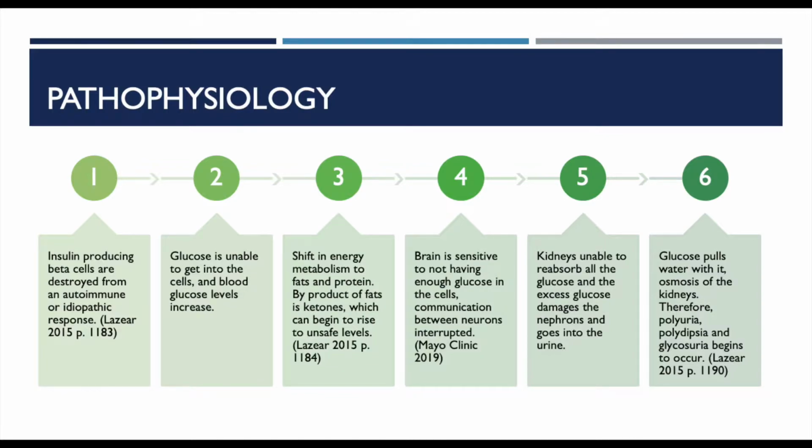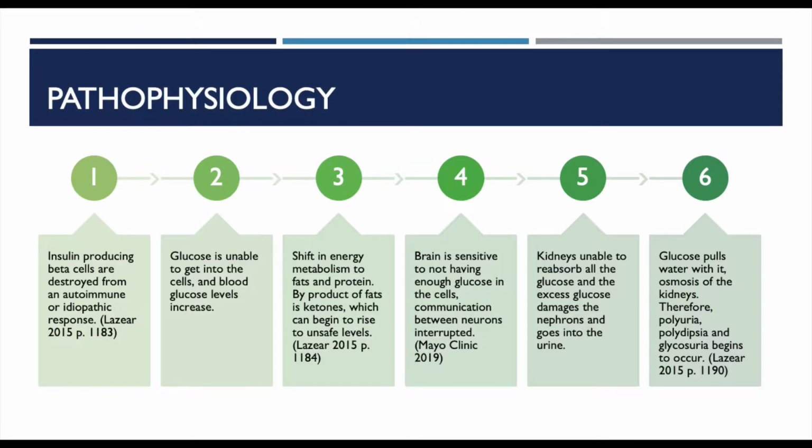This results in hyperglycemia, which, if untreated for a long period of time, causes serious damage to the vessels that supply blood to vital organs, increasing risk of stroke, heart, and kidney disease. Due to ATP not being able to be produced, there is a shift in energy metabolism to fat and proteins. A byproduct of fat is ketones. Due to the fat cells being used more, an increase in ketones can be observed. The increased amounts of ketones can rise to unsafe levels and can be fatal.